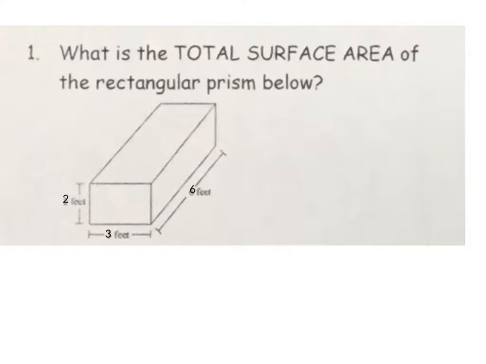Okay, so this is homework number 15. Number 1 is asking for what is the total surface area of the rectangular prism. So we're looking for total surface area, which I highlighted there.